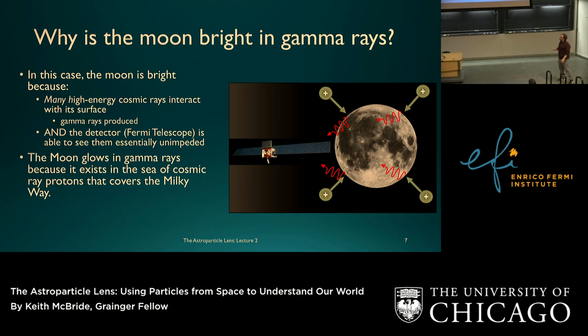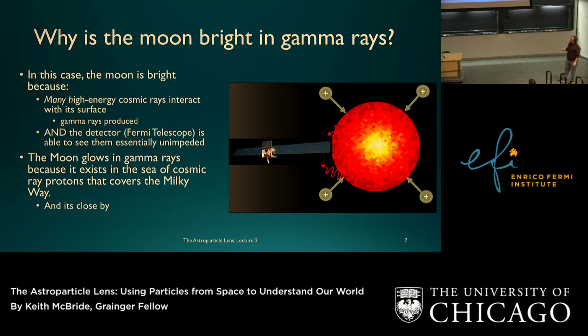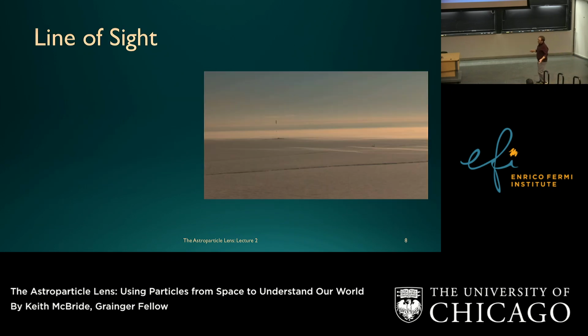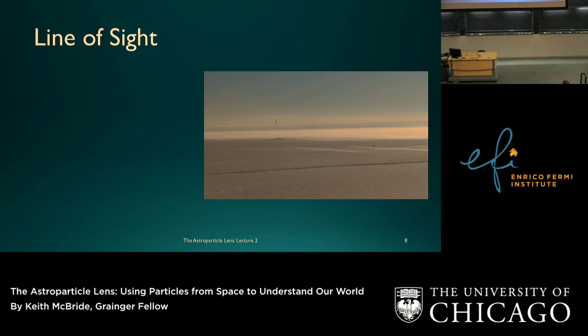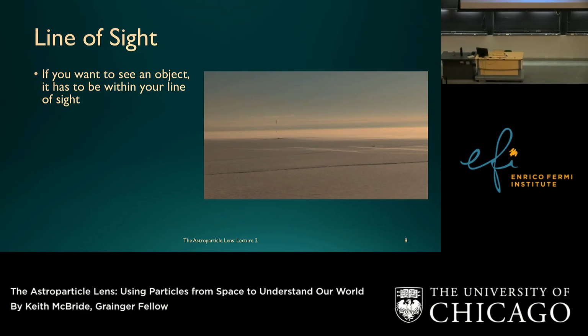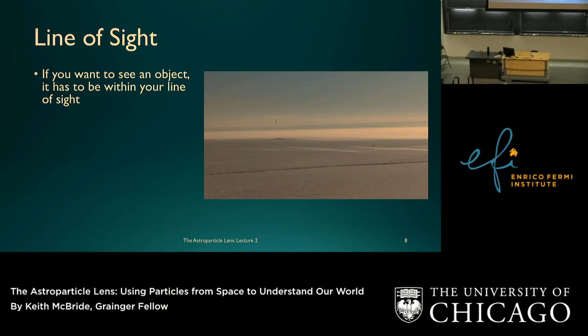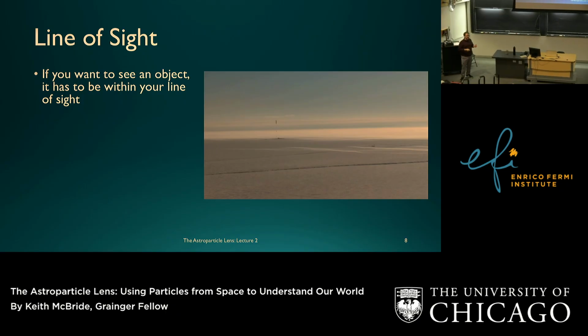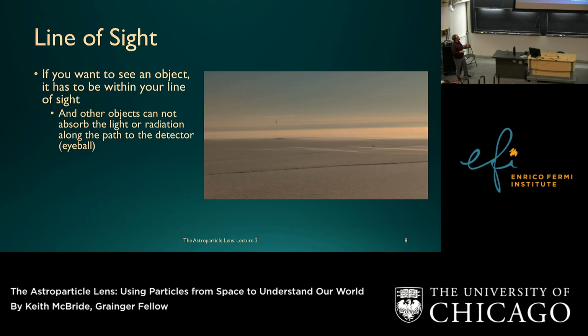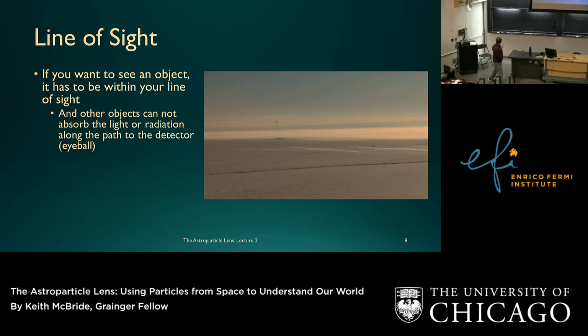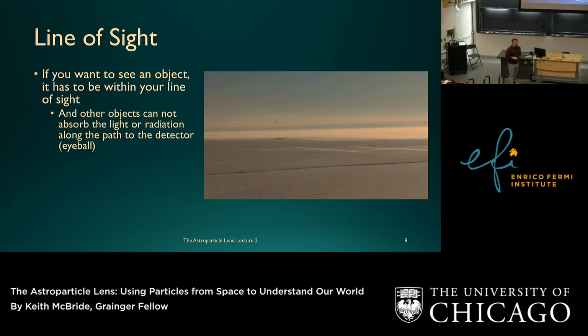The gamma rays make it to the Fermi Gamma Ray Telescope because the moon is so close to us, right? Because it's so close to our detector. It's unimpeded, right? There's nothing in the way. And you know this because you know of something called the line of sight. So this is a cool video I took that sort of illustrates the point, right? If you want to see an object, even a very far away object, you can't let things be in the way, okay? You have to have a nice line of sight. You can't have stuff in your way that absorbs the radiation you're looking at.